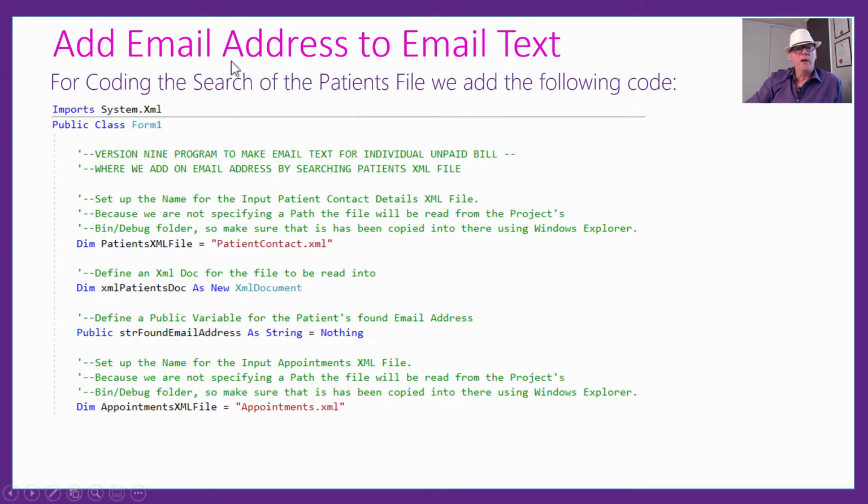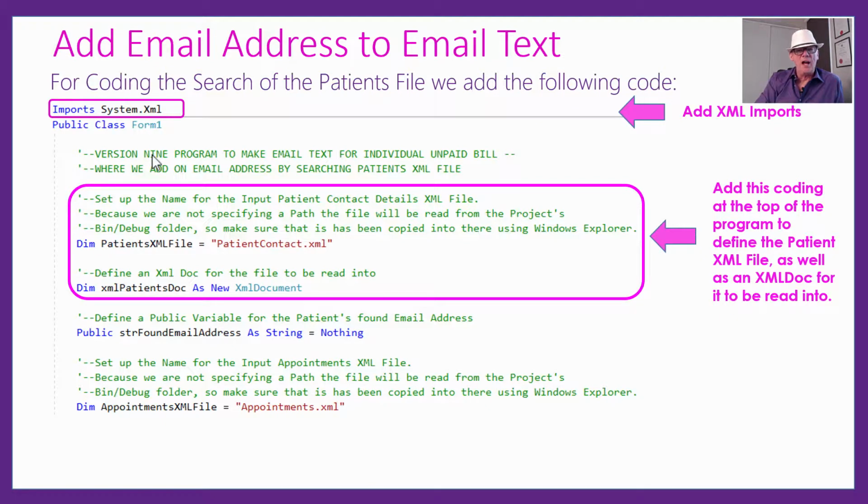All right, so we're into our next version of the program now, where we're going to actually try and find the email address for someone so we can add it onto that email text. So up the top, we need to import system.xml, make sure we've got that in there. That's going to be important, and that goes above public class.